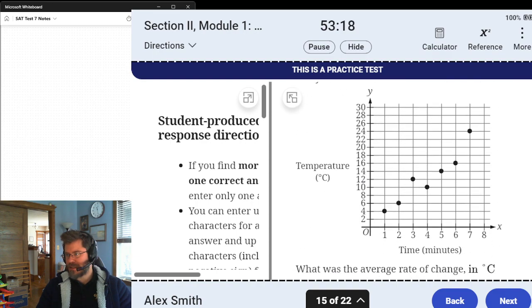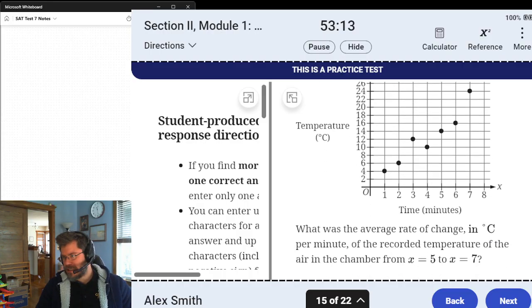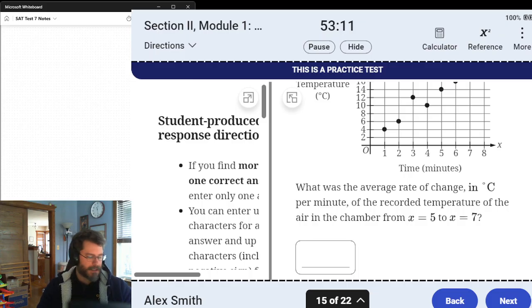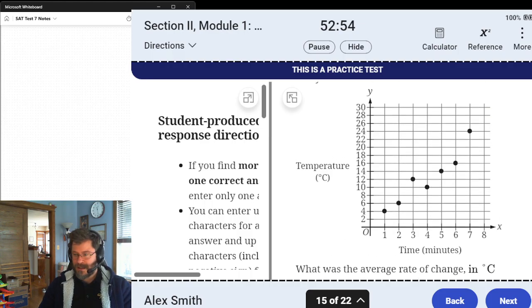We got a scatter plot, looks somewhat linear. Average rate of change in C, temperature there, time in minutes there. What is the average rate of change in C per minute? So they're asking for the slope of the recorded temperature from x equals 5 to x equals 7. So not the whole thing, but specifically from 5 to 7. So you just take literally those exact coordinate points. That's all you got to do. At 5, we have a y value of 14.